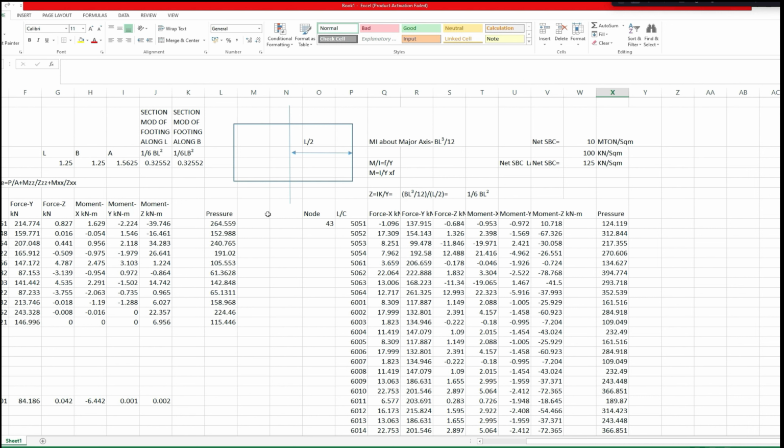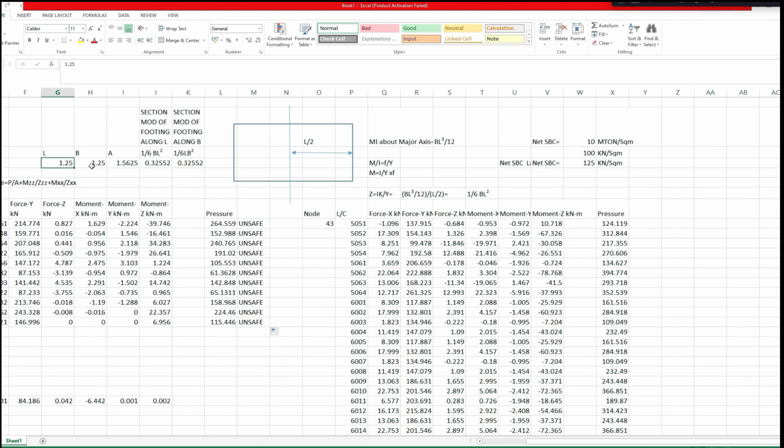So let us make a condition here. If this is greater than 100, then unsafe. Let us keep the other cell empty. Paste. So all these are unsafe.